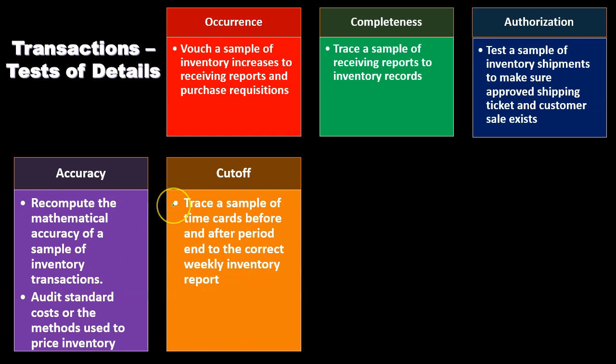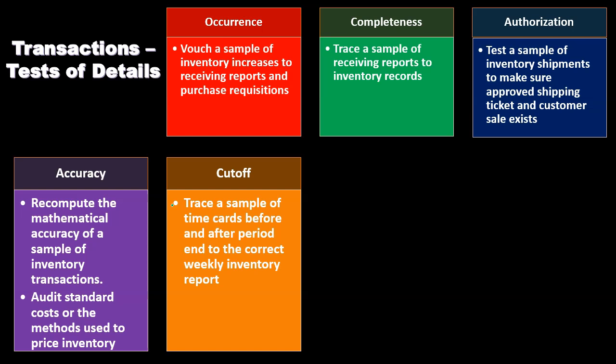Then we have the cutoff. Trace a sample of time cards before and after period end to the correct weekly inventory report. So cutoff, big deal with regards to inventories. We want to make sure that the cutoff is proper. In essence, we're thinking about the cutoff in terms of the end of the time period. You could think of it if it's a year end, 12/31. Also note that we've thought about the cutoff with regards to the sales process, because when we think about sales, of course, we're thinking about the inventory leaving, and we've considered the cutoff to some degree with the purchasing process, because obviously when we consider purchasing, inventory is one of the things we purchase.